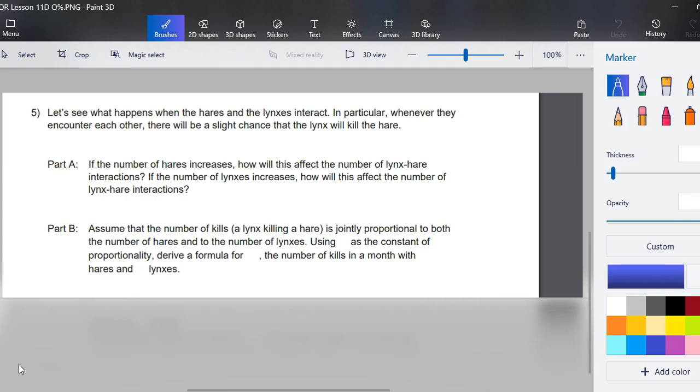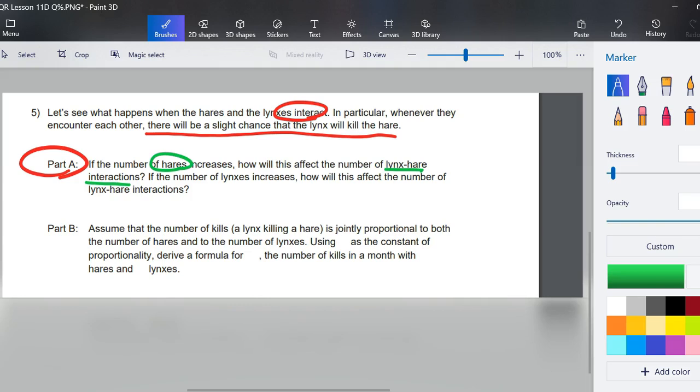As we continue to try to figure out what's going on with the predator-prey model, question 5 says, let's see what's going to happen when the hares and lynxes interact. In particular, whenever they encounter each other, this is kind of funny, there is a slight chance that a lynx is going to kill one of the hares, or 2 or 3, however hungry they are feeling that day. Part A, if the number of hares increases, how is this going to affect the number of lynx-hare interactions? Also, if the number of lynx increases, how in the world is that going to affect the number of lynx-hare interactions?